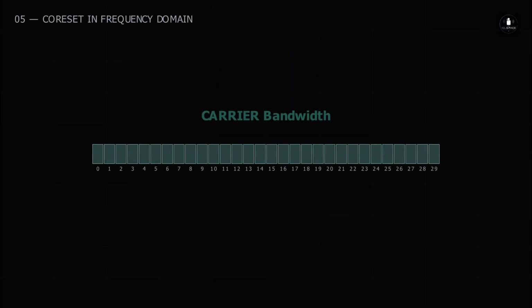CORESET does not have to occupy the entire bandwidth. For a small deployment, only a few resource blocks may be reserved, and larger deployments can configure a much wider control resource set. The network simply chooses how much bandwidth should be reserved for control information.